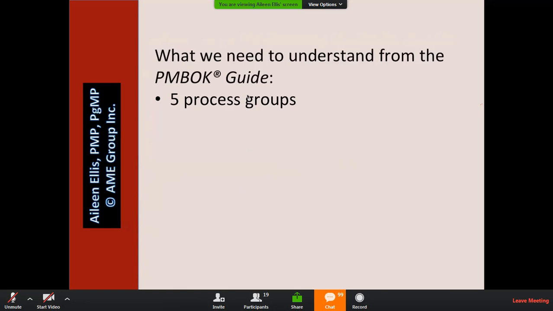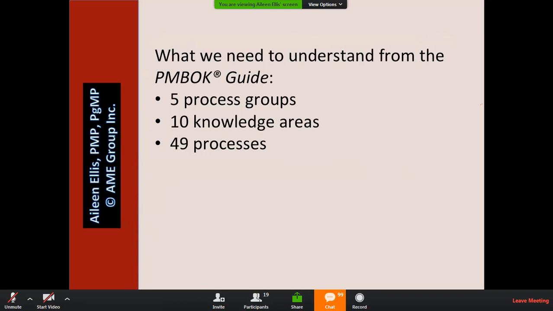You need to know the same for the 10 knowledge areas. You need to know the names of the 10 knowledge areas. You need to know what integration means versus what scope means. You need to know which processes fall in which knowledge areas. You need to know the 49 processes.